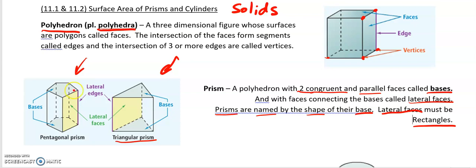Over here, if you take a look, I've got this top polygon and this bottom polygon. Those would be my parallel and congruent bases, right, or faces. Those are your bases. And if you count the sides, aren't those pentagons? So this is a pentagonal prism. And again, notice how all the faces connecting the pentagons are rectangles.